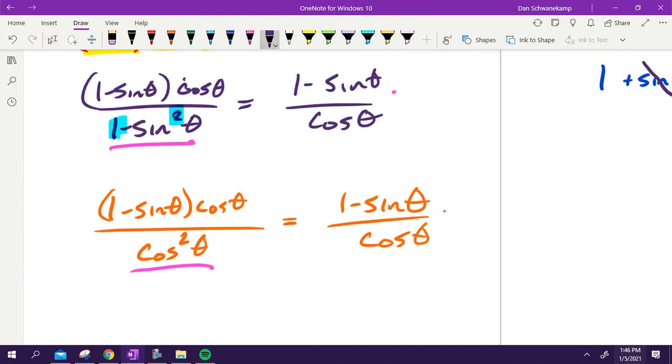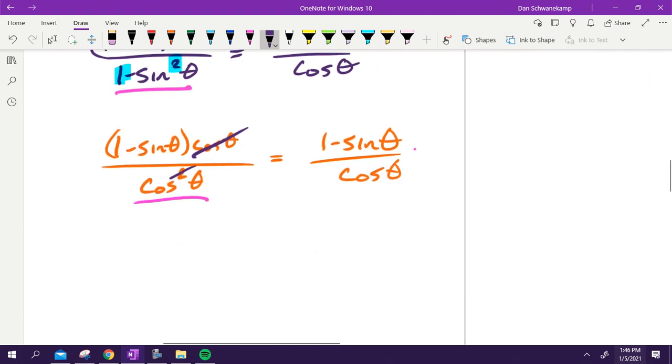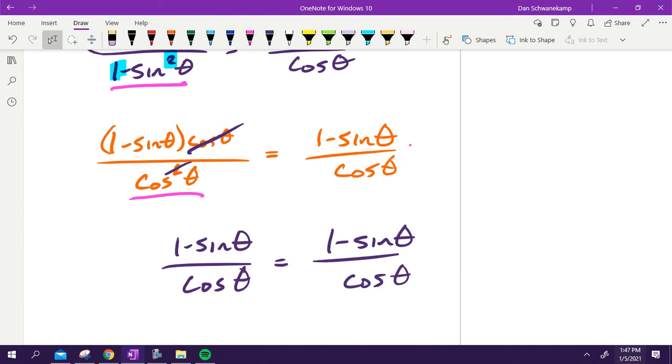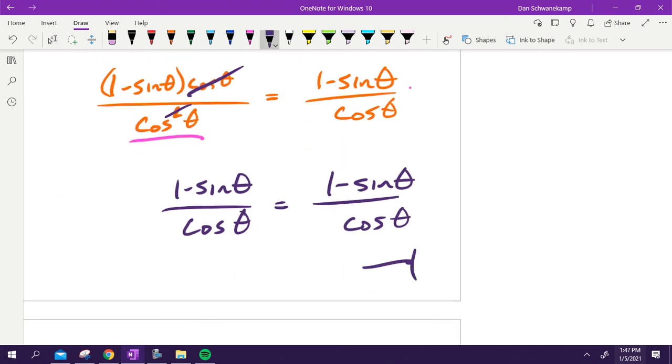Yeah. This is being divided here. I've got one cosine on top. I've got 2 on bottom. So I can cancel out one of those with one of those. It's like cosine squared means cosine and then another cosine. I'm canceling out one of them. So what am I left with? 1 minus sine over cosine on this side. And guess what? That's the same thing I have on this side. Both sides are equal to each other. Boom. End of the road. I win.